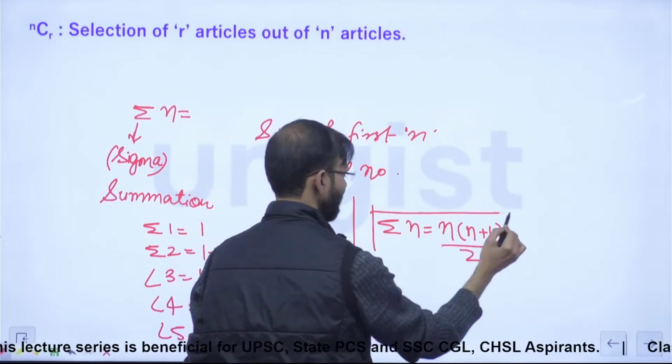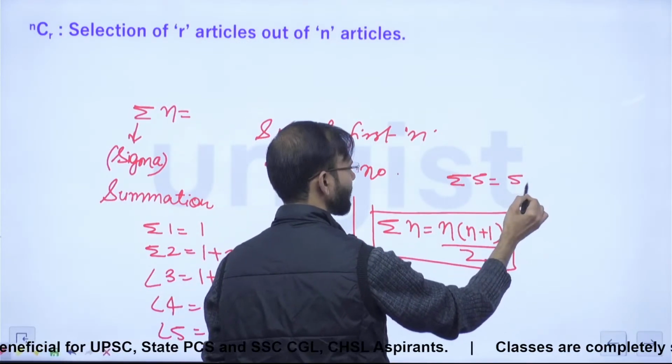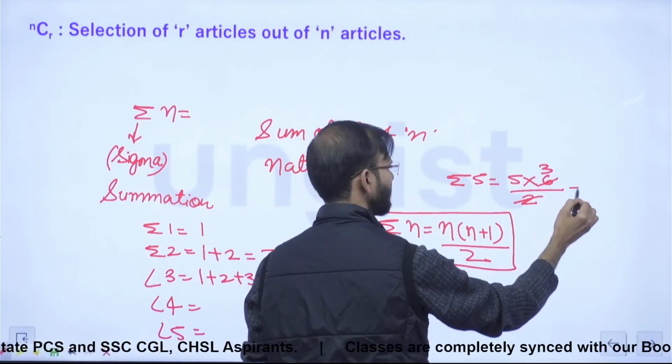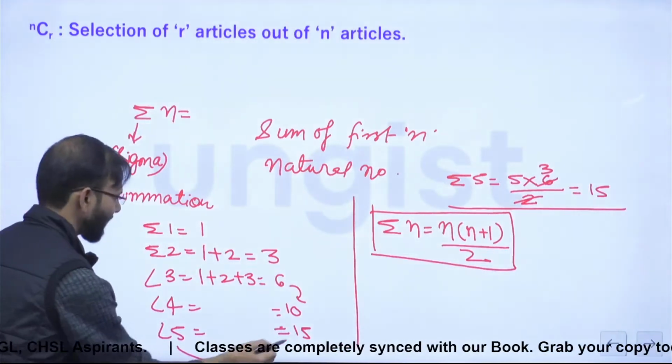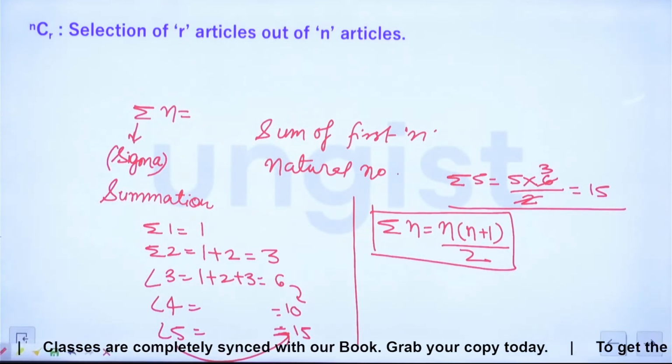Okay? So guys, you may verify this with sigma 5. Suppose that sigma 5 is what? 5 into 5 plus 1, which is 6, divided by 2. This is 3. So sigma 5 will be 15. And look at the value that you have calculated manually. Right? Guys, is it clear?